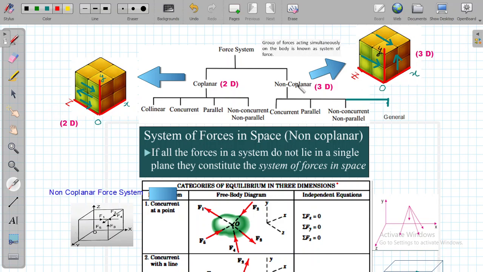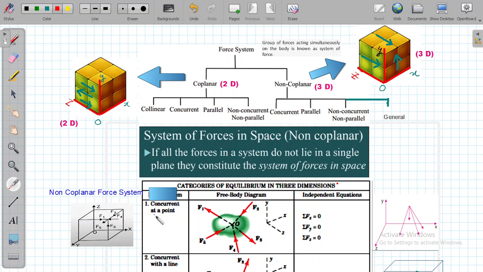Non-coplanar force systems are of various categories. They are the concurrent force system, the parallel force system, the non-concurrent non-parallel force system, and the general force system. These are all studied under the category of non-coplanar force systems. To define it precisely: if all the forces in a system do not lie in a single plane, they constitute a system of forces in space, which is also termed as non-coplanar. It has many different examples.